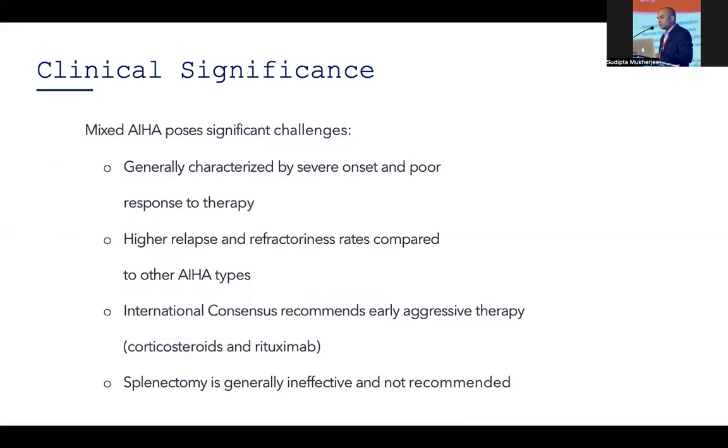Now, this has some clinical significance because it is usually a severe onset disease with poor response to therapy. They usually do poorly compared to the conventional warm variety. There's a higher relapse and refractory rate compared to the other types of autoimmune hemolytic anemia. International consensus recommendation shows early aggressive therapy with a corticosteroid, maybe along with rituximab, and splenectomy is generally ineffective and is not recommended.